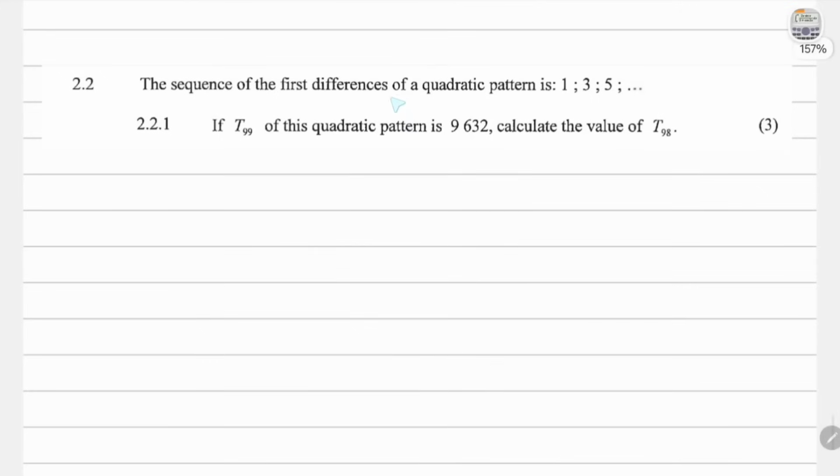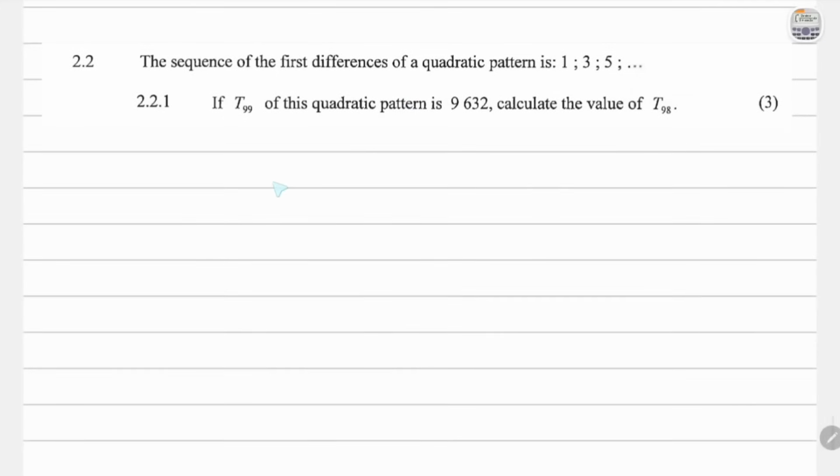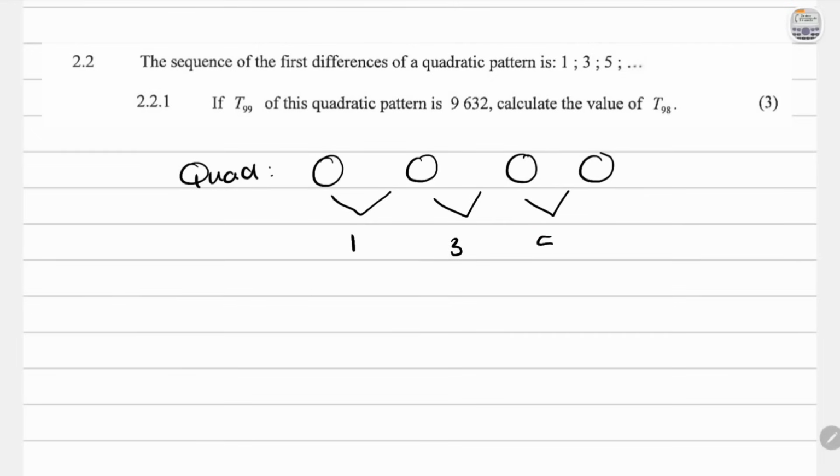Question 2.2 says the sequence of the first differences of a quadratic pattern is 1, 3, and 5. So what they're saying is they have some sort of quadratic pattern, we'll call that quad, and the first differences are 1, 3, and 5. You see how they come about: you take the next term minus the previous term to get the first differences.